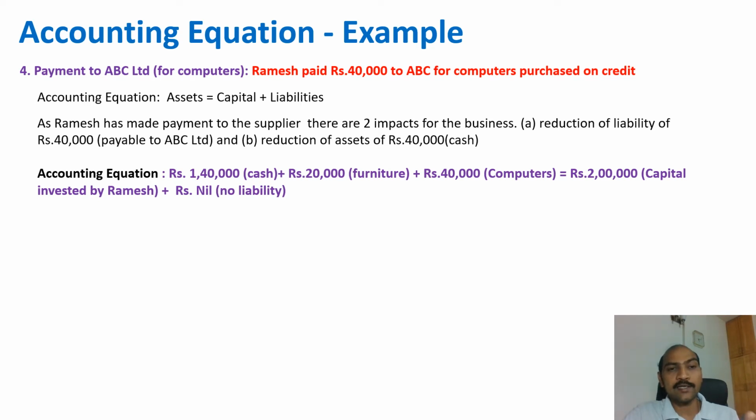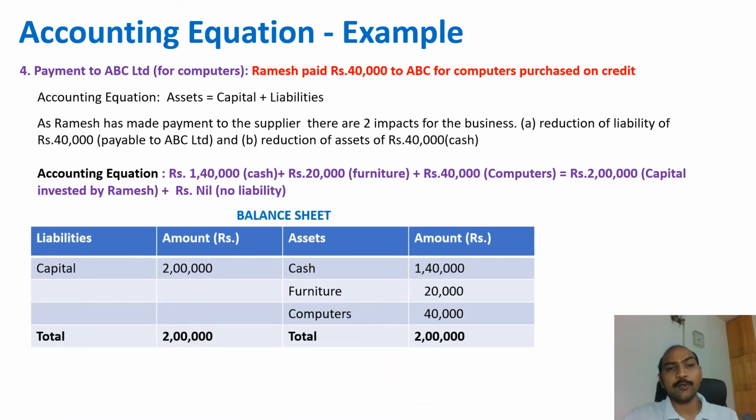So the accounting equation at this stage: rupees 1,40,000 cash plus 20,000 rupees furniture plus 40,000 rupees of computers, equal to 2 lakh rupees of capital. And there is no liability outstanding. Compared to the previous example, in this accounting equation the 40,000 rupees is reduced only from the asset, which is cash. Now if I prepare the balance sheet on this particular date, the capital remains the same, 2 lakh rupees, and on the asset side we have cash 1,40,000, furniture 20,000 rupees, computer 40,000 rupees, and assets and liabilities in total are 2 lakh rupees each.